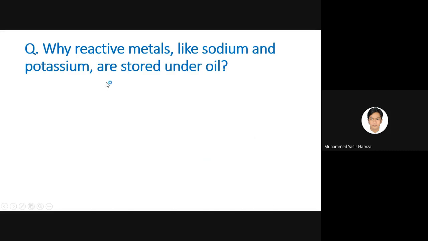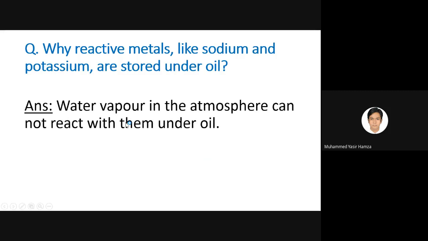Have you heard that air contains water? Yes, air contains water vapor. That's why these reactive metals can undergo a violent reaction with the water in the air. That's why we cannot keep them in air or the environment. We have to put them under oil so that water vapor in the atmosphere cannot react with them, because under oil there is no water vapor or water. I hope everybody has understood this question and answer.